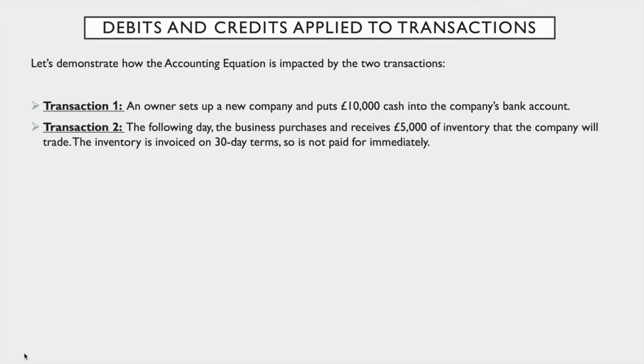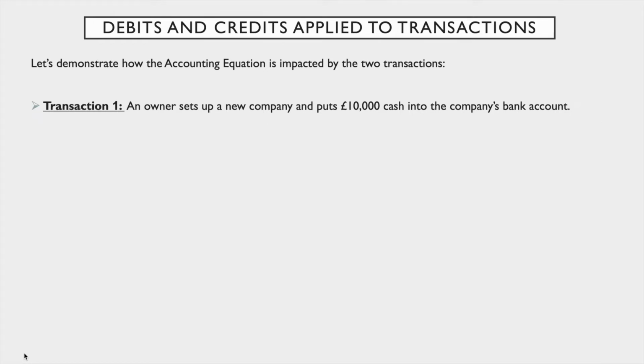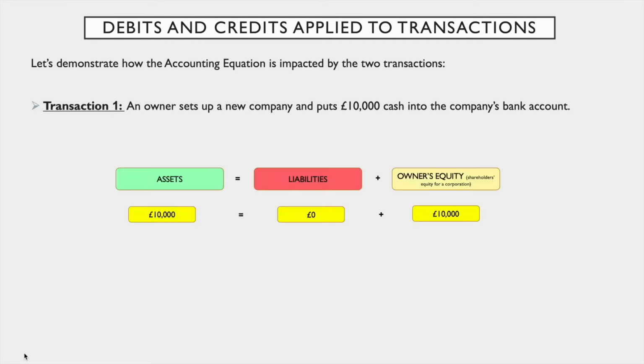So we're going to illustrate the debits and credits for these transactions. Starting with the first one, where the owner set up a new company, you will recall the impact on the accounting equation. From the business point of view, there's now a bank balance. Bank is an asset, so there was £10,000 of assets recognised.